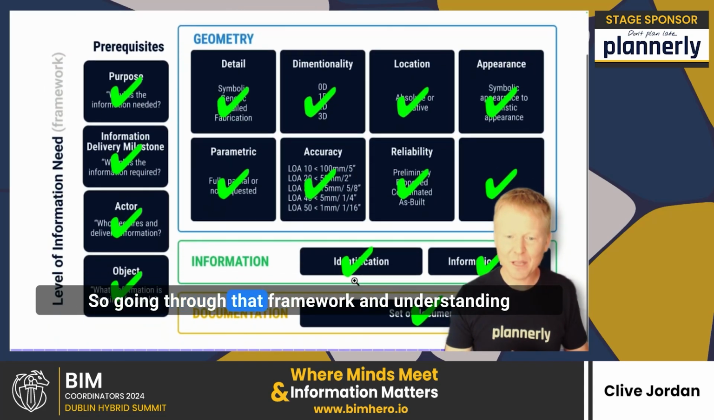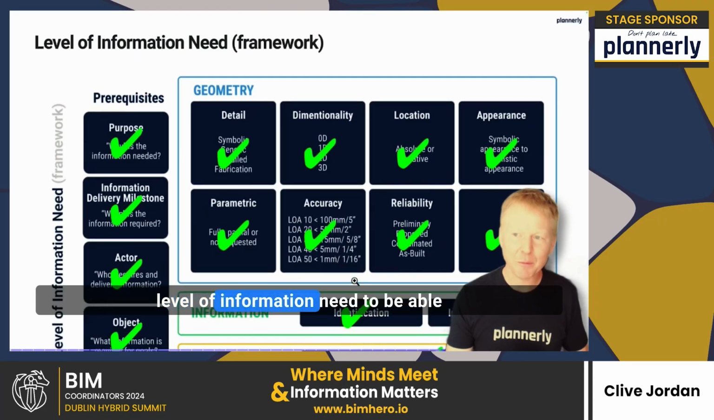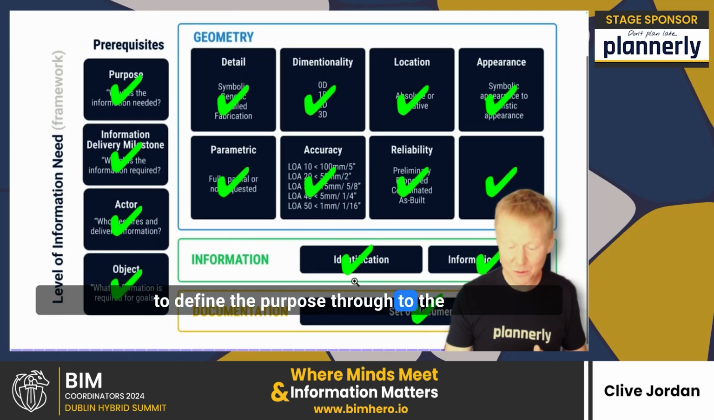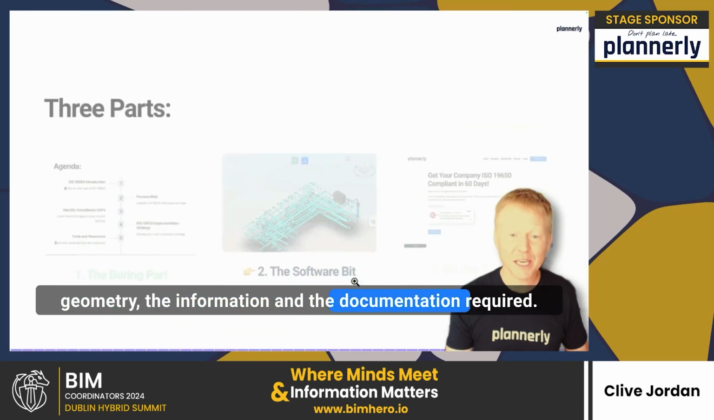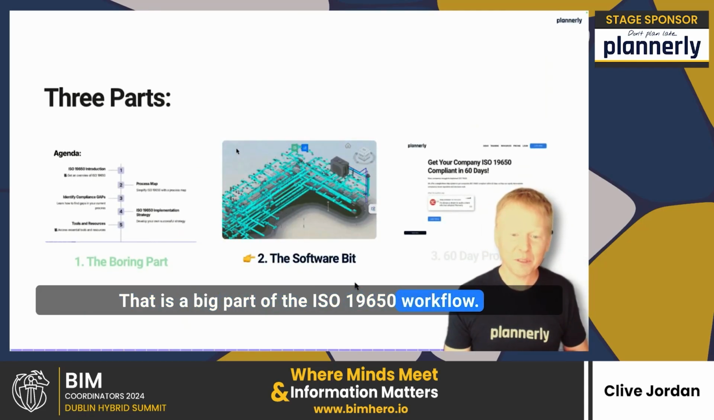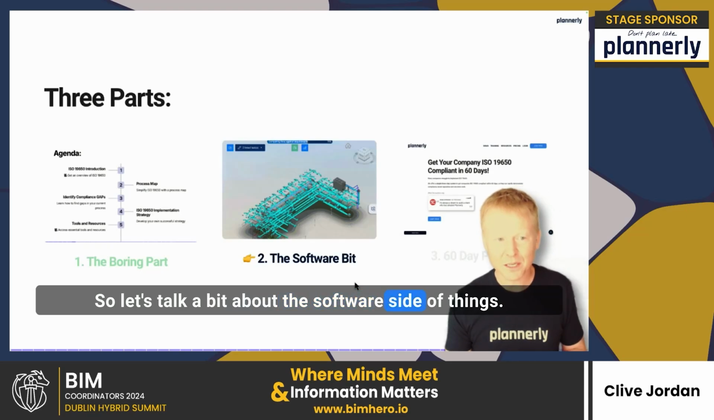So going through that framework and understanding level of information need to be able to define the purpose through to the geometry, the information, and the documentation required. That is a big part of the ISO 19650 workflow. So let's talk a bit about the software side of things.